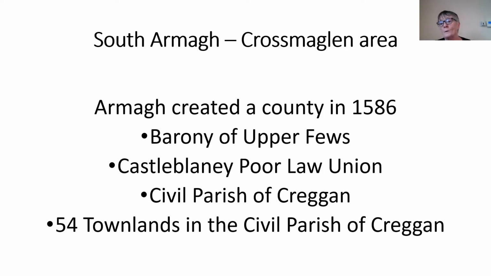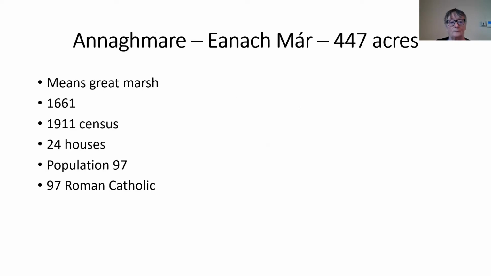Now, when we talk about civil parishes, they are the old Church of Ireland parishes, because right up until 1865, the Church of Ireland was the recognised church, and those civil parishes are part of that system. It only matters now because when you go to do research, that historical data is all in the civil parishes, not in what are now the Catholic parishes. And there are 54 townlands in the civil parish of Creggan.